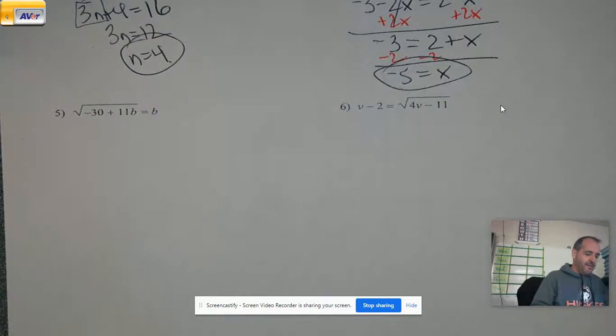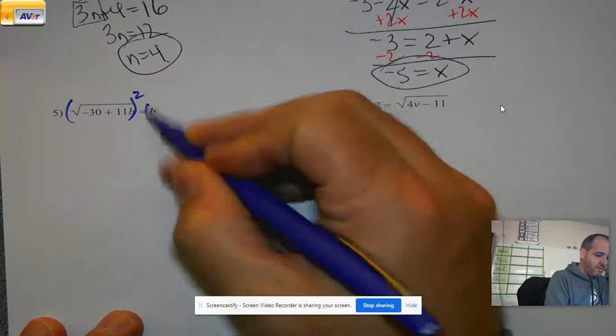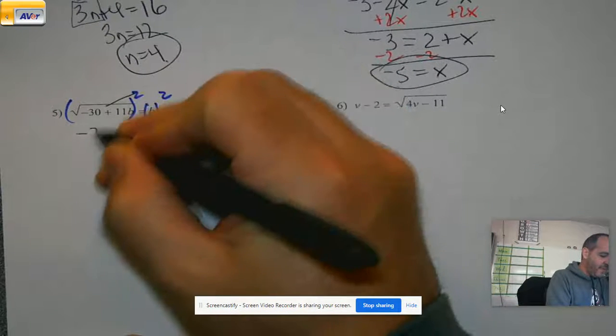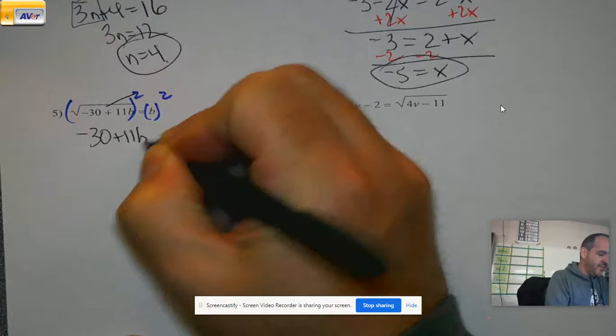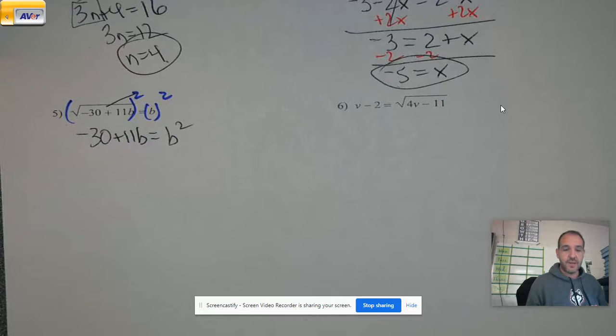Okay, let's see. Radical's alone. Square up both sides here. Now this time I got to be careful because on the right side, there ain't nothing there to cancel that squared. That's going to be b squared.